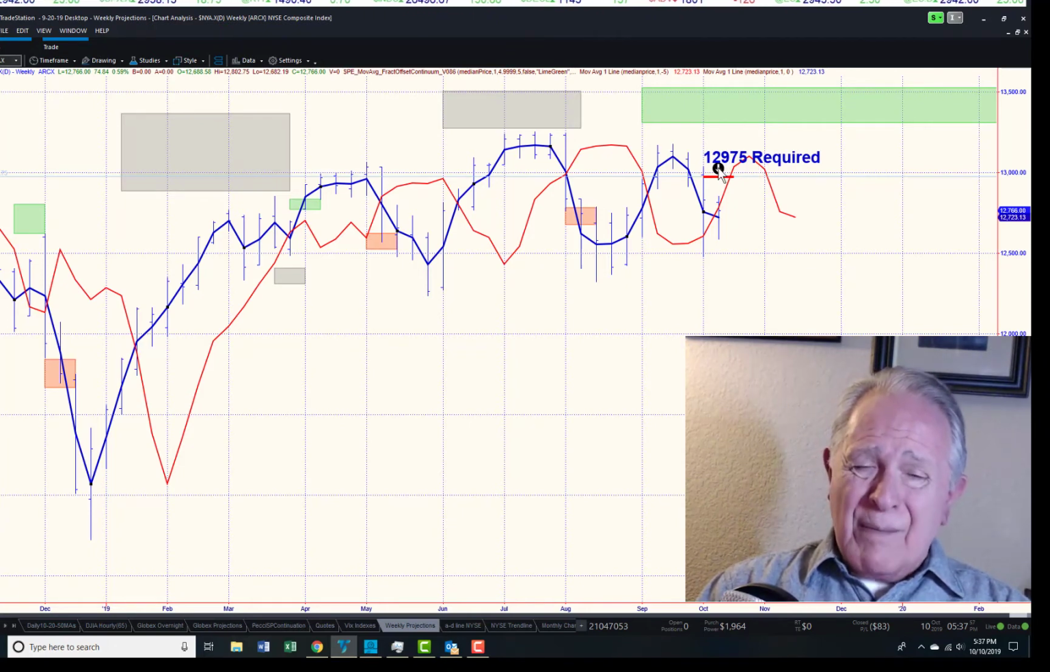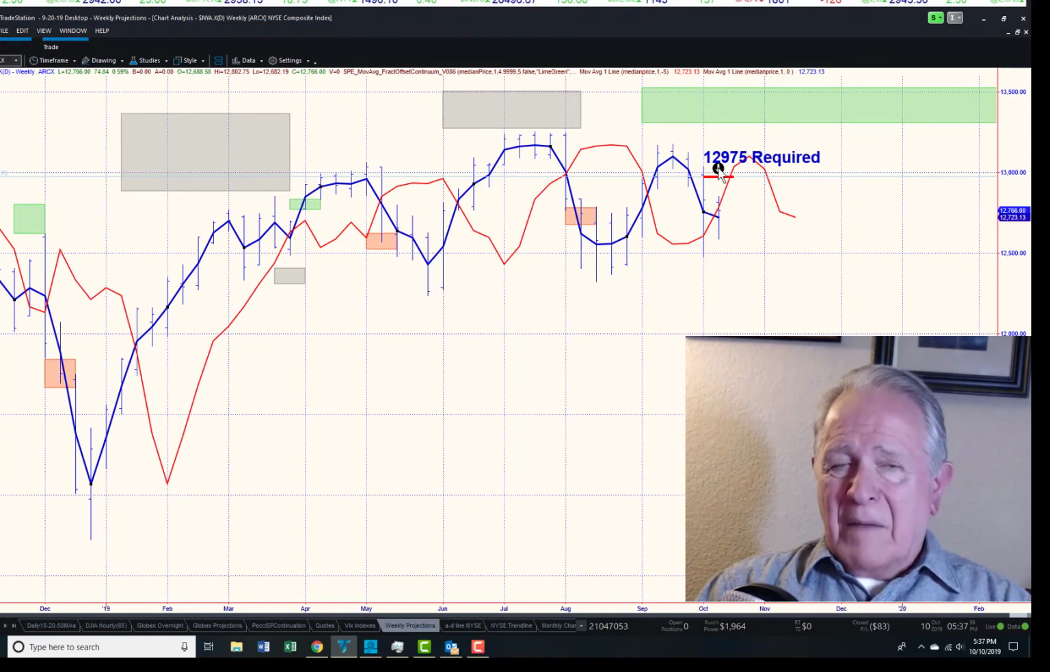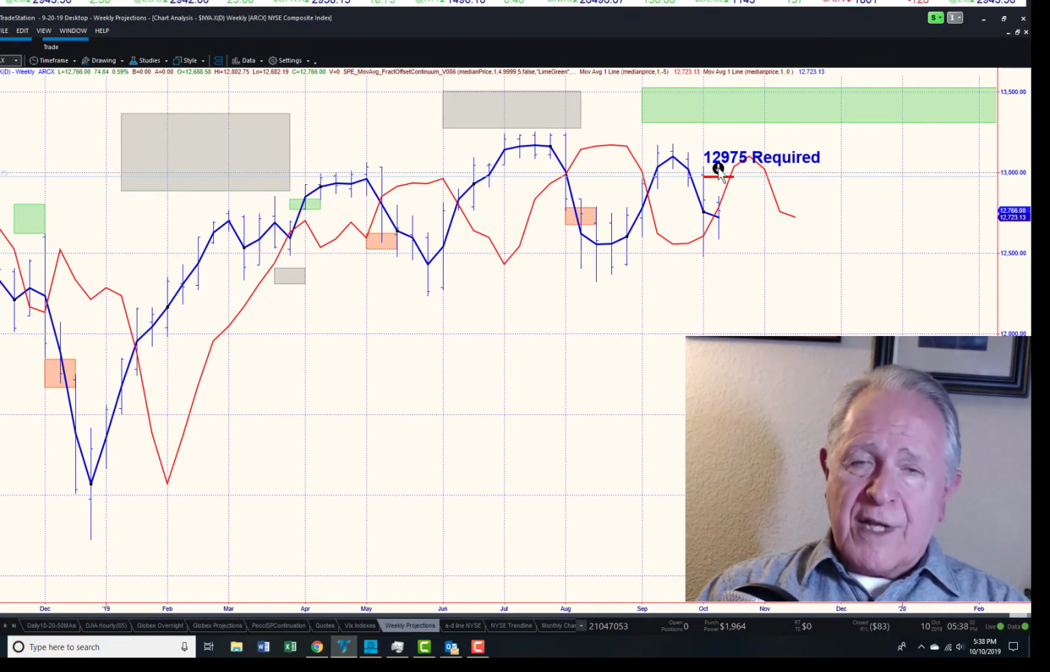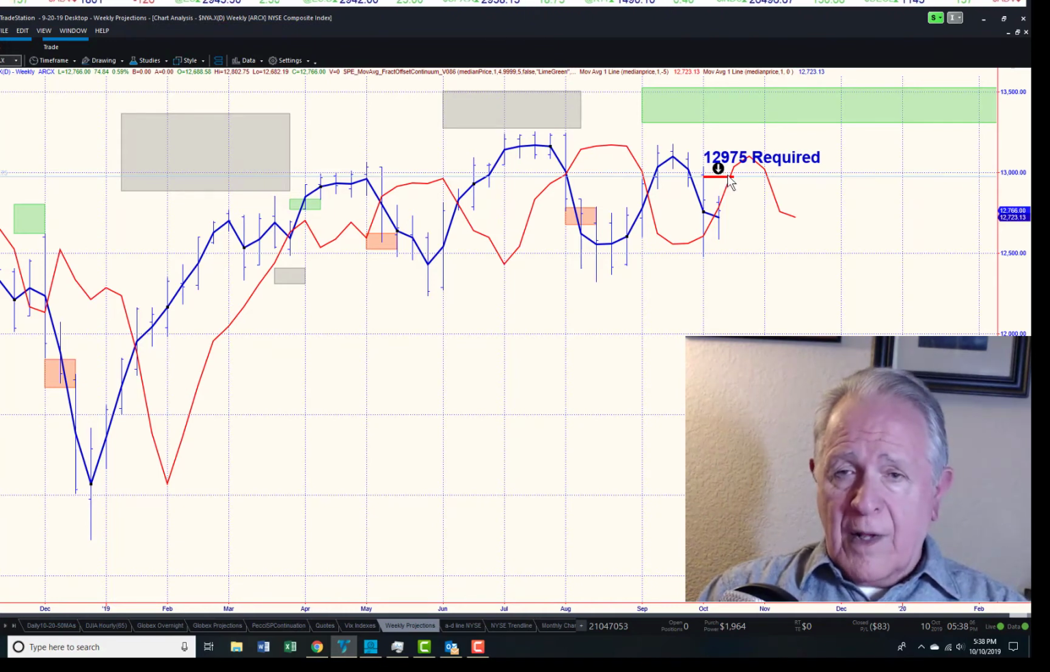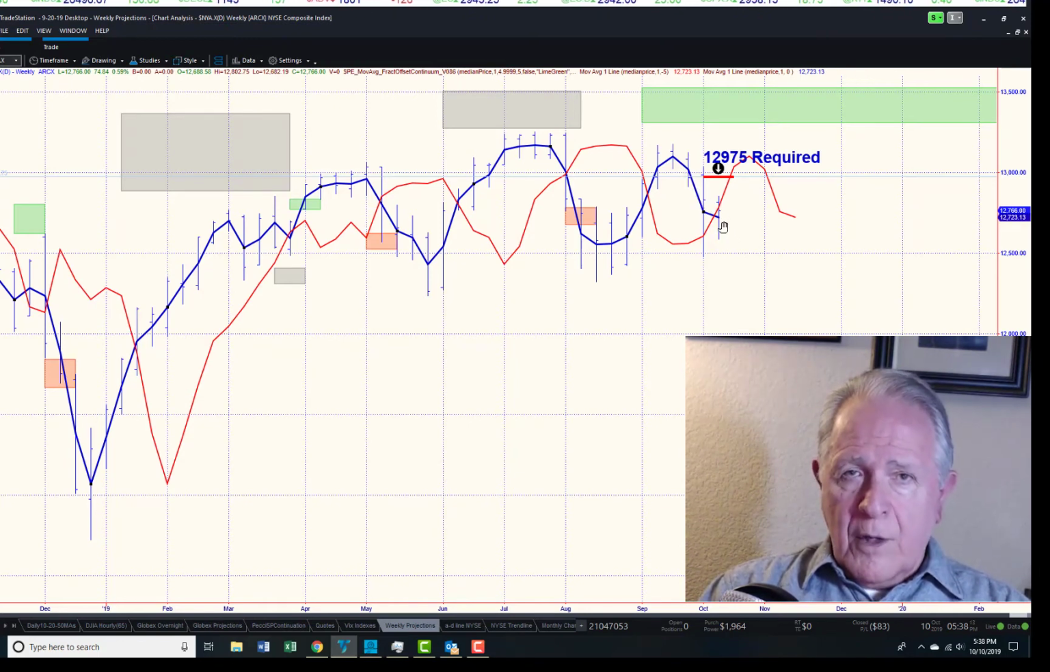12,975. You're talking about a 200-point move, a little over 1.5%. That's a big move, so chances are that's not going to occur. And if that doesn't occur, then chances are you're going to see a downside projection. We'll discuss how important that might be in a moment.